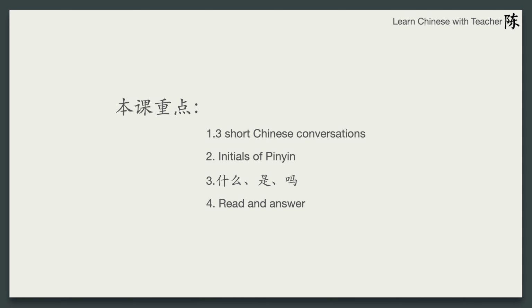In this lesson, we'll learn 3 short Chinese conversations, and then we'll learn initials of Pinyin, part 2, and 什么是吗? Last is the reading practice.